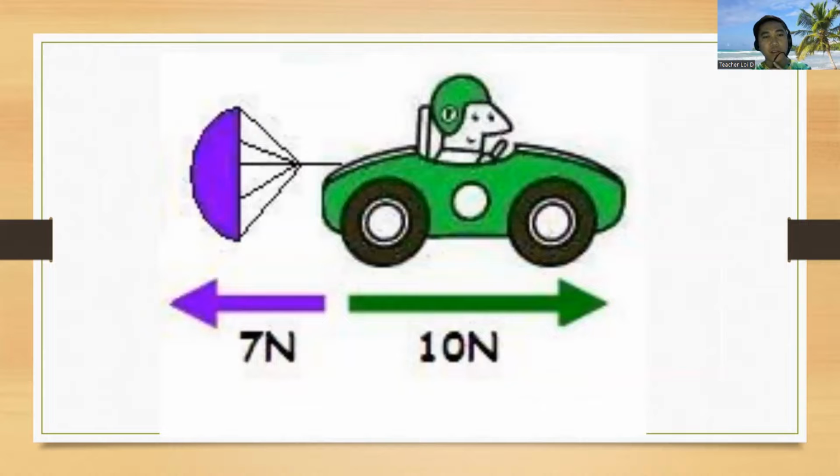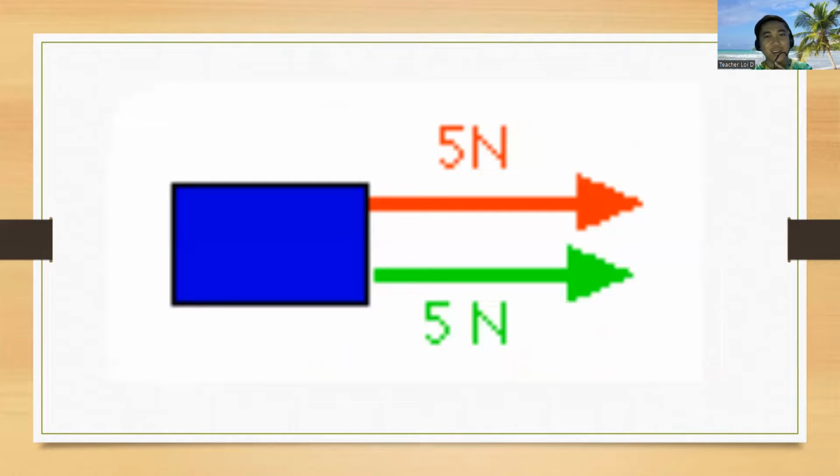How about this one? 7N to the left and 10N to the right. Ano po yung net force niya? Oh, sabi ng aso. May sagot na yung aso. Okay, how about this one? Same yung direction niya. 5N and 5N. Force A is 5N. Force B is 5N. Okay, anong sagot dito? Saan pupunta yung box? Anong direction? At ano yung net force niya?